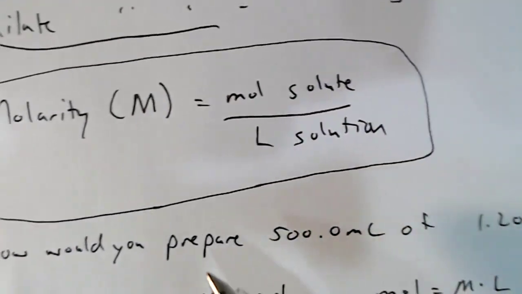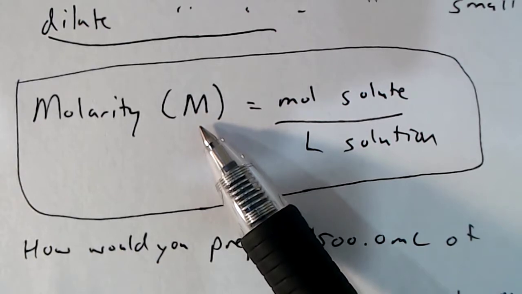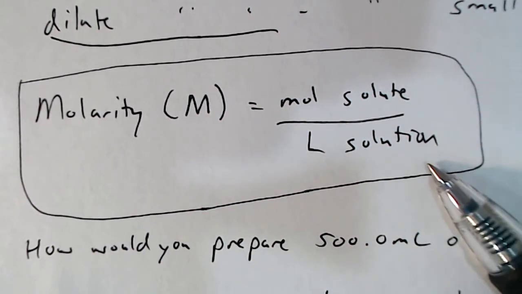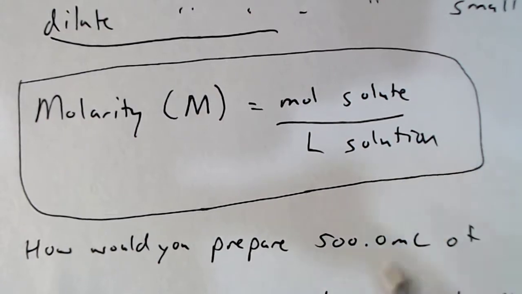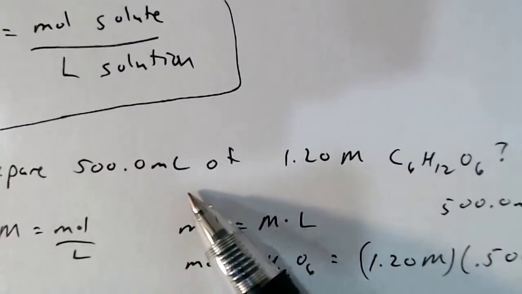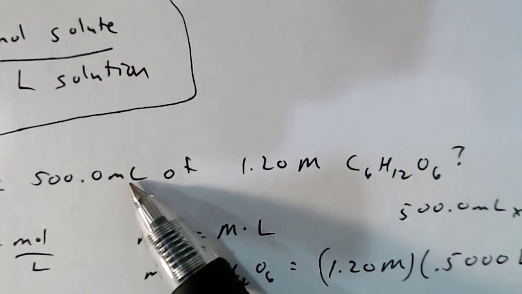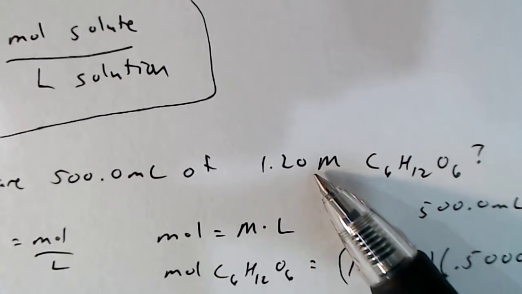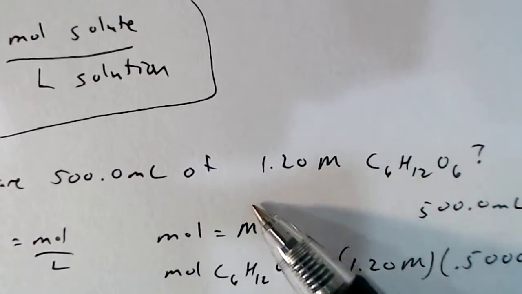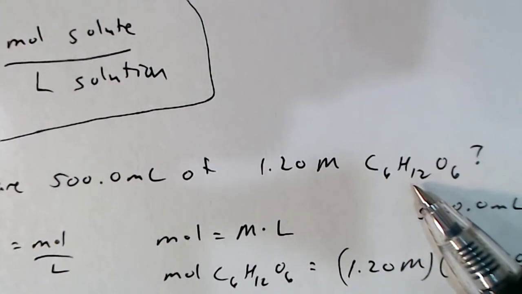What is molarity? Molarity, which is represented by the unit capital italicized M, is the number of moles of solute per liter of solution. So, first question, how would you prepare 500 milliliters of a 1.2 molar glucose solution, C6H12O6? All right, so you want to have a certain volume with a certain concentration. You need a solvent, which is implicitly water if it's not mentioned, and you need a solute, which is glucose.